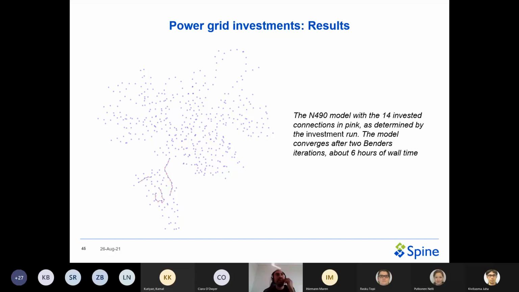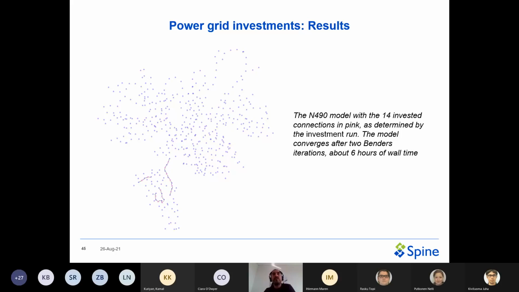And finally, these are the lines that are selected by the second SpineOpt run. So it's only 14 lines that are invested in at the end. And it's really reasonable to me, this result. The system, SpineOpt, is basically trying to reinforce this lower part of the system that is not very well connected to everything else, and it has not much generation. So these results make sense that way.